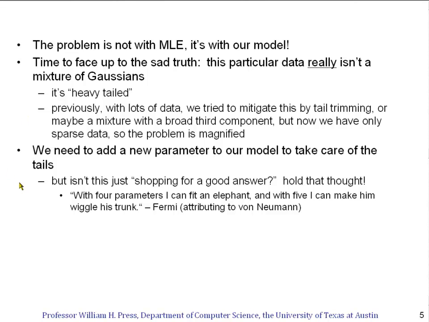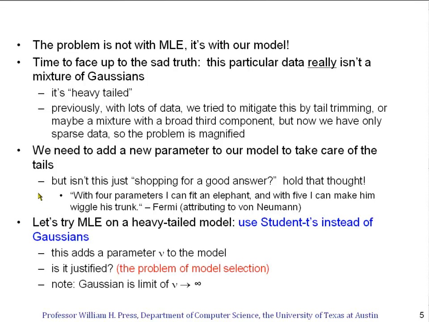Now this ought to worry you just a little bit. Aren't we just shopping for a good answer? Are we overfitting? The famous quote by Fermi, although he attributed it to von Neumann, is that with 4 parameters I can fit an elephant, and with 5 I can make him wiggle his trunk. And maybe we're just making this data set wiggle its trunk in a non-physical way.